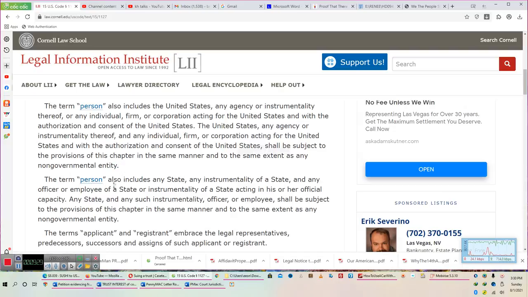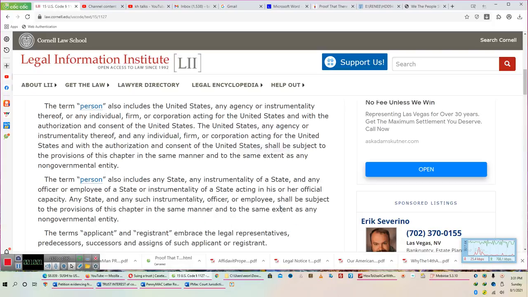The term person also includes any state, any instrumentality of a state, any officer or employee of the state or instrumentality of a state acting in his or her official capacity. It's all about capacity, ladies and gentlemen. Any state and any such instrumentality, officer, and employee shall be subject to the provisions of this chapter in the same manner and to the same extent as any other person or non-governmental entity.